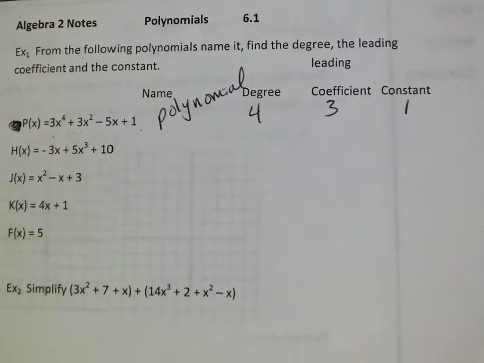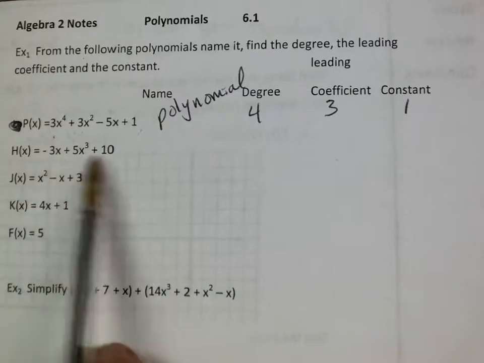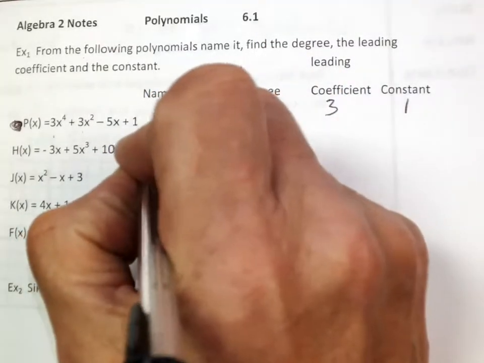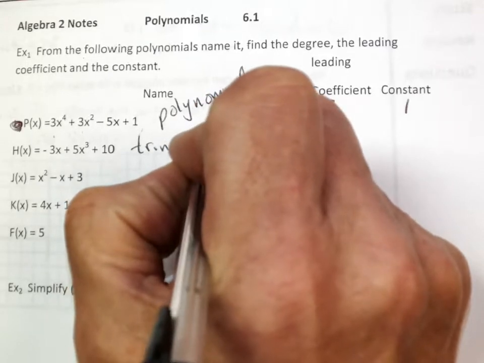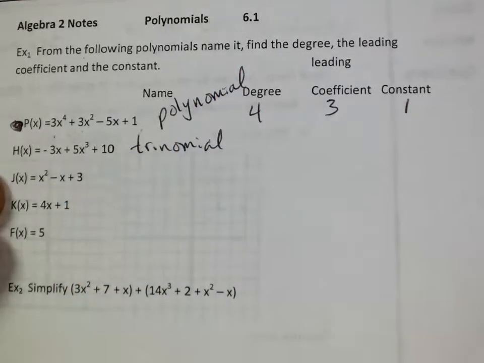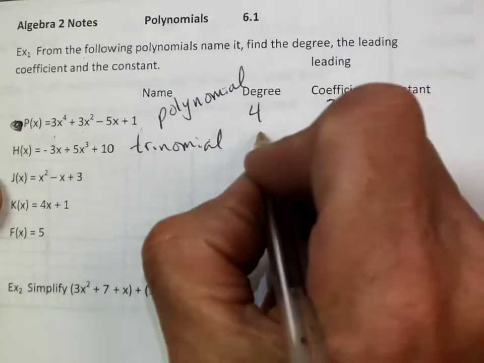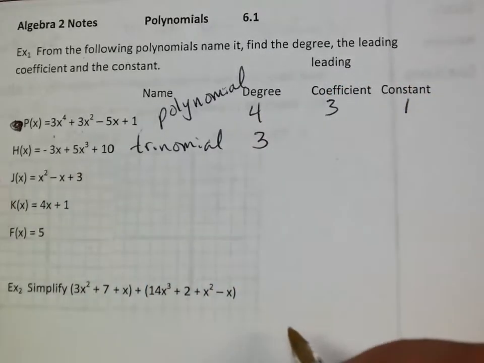Okay. H of x. It's out of order, isn't it? Now, we could rewrite it, but what's the name of this thing? It's a trinomial. It's 3 terms, so it's a trinomial. What is the degree? 3, because the largest exponent is 3. Everybody agree with that? So what's the leading coefficient?